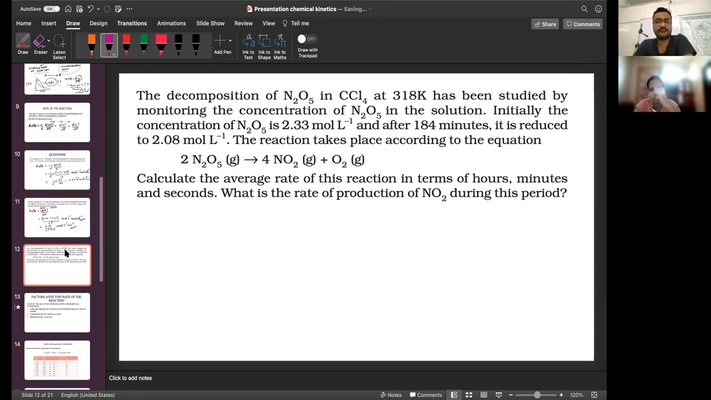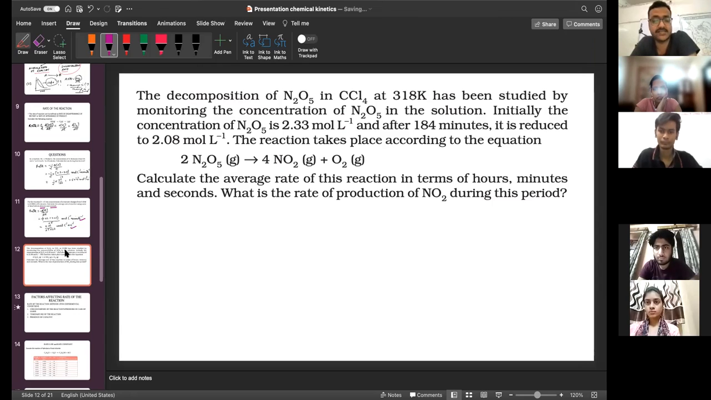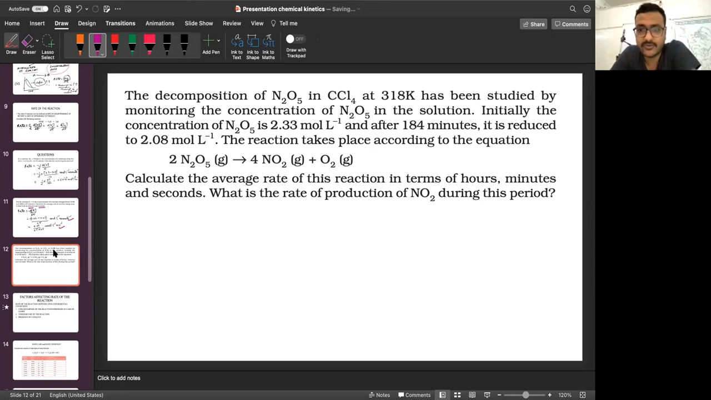N2O5 in CCl4. CCl4 is a solvent. They said that in CCl4 solvent at 318 Kelvin, we follow the concentration of N2O5 in the solution. Initially, the concentration of N2O5 is 2.33 mole per liter, and after 184 minutes, it is reduced to 2.08 mole per liter. The reaction takes place according to the following equation. Calculate the average rate of this reaction in terms of hours, minutes, and seconds. What is the rate of production of NO2 during this period?